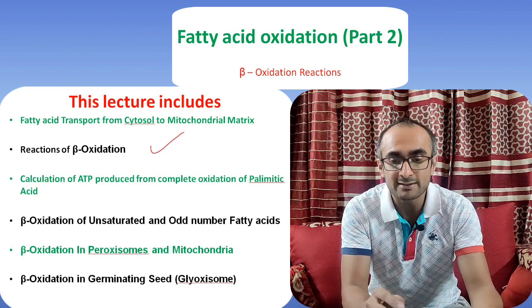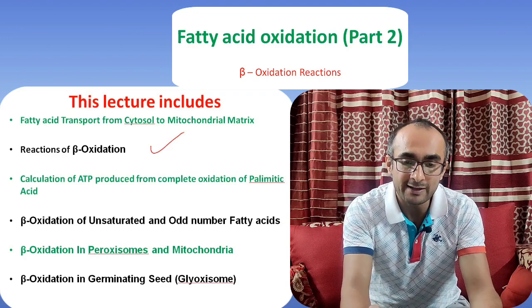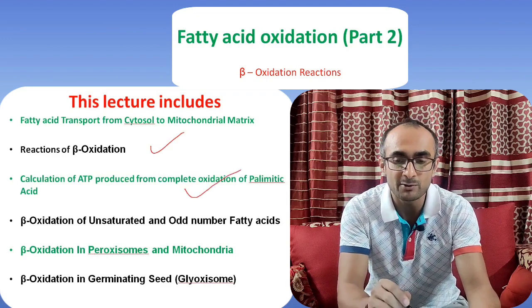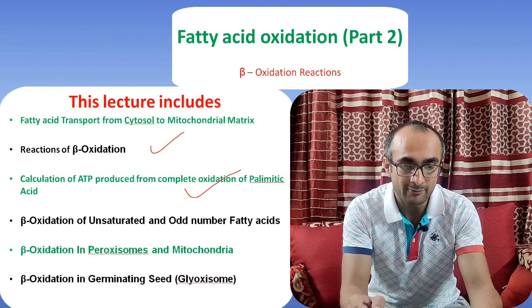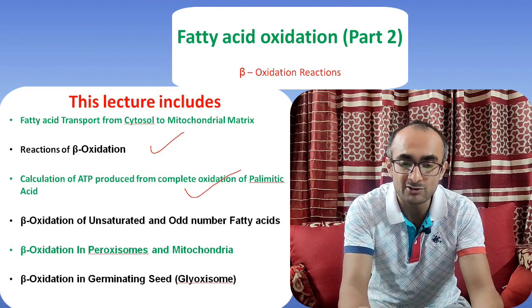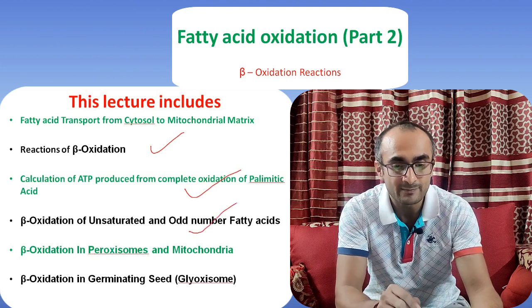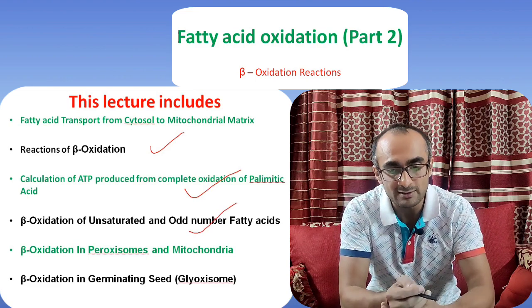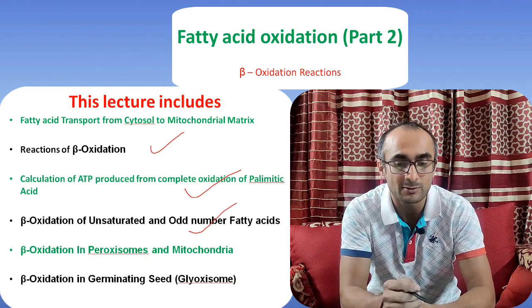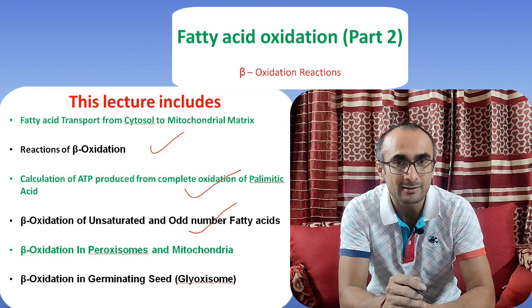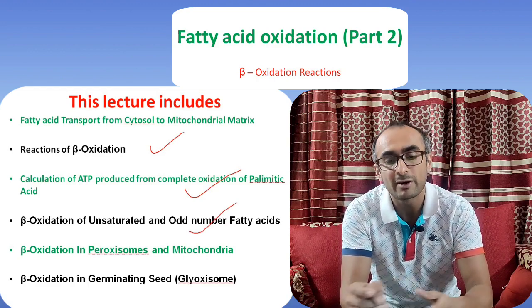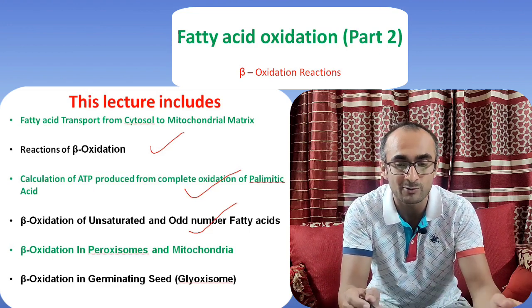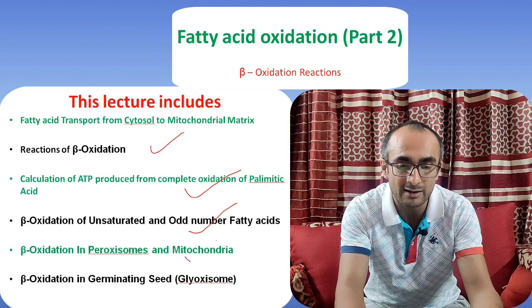Then we'll take one example of palmitic acid and calculate the total ATP produced from a palmitic acid molecule. Then we also talk about beta oxidation for unsaturated and odd number fatty acids. Beta oxidation also occurs in peroxisomes along with mitochondria. So what are the differences in beta oxidation reactions when it occurs in peroxisomes and in mitochondria? That also we will talk about in this lecture.